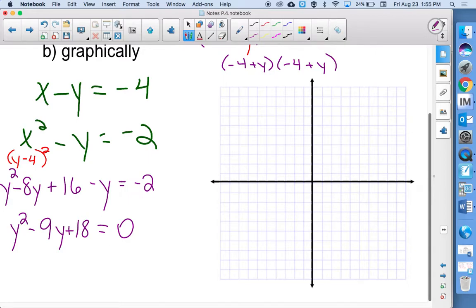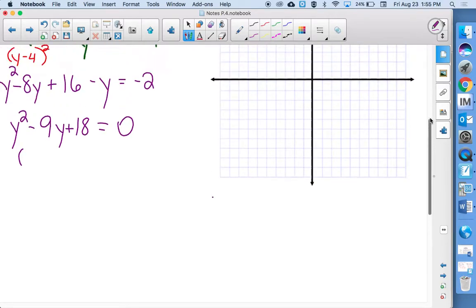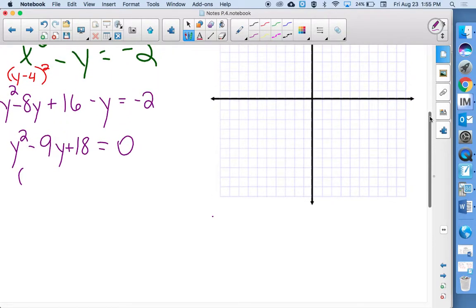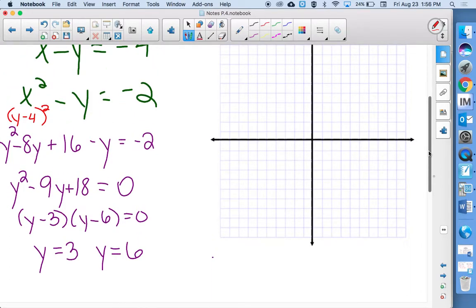So Kevin, what would you do to find the y's here? How does it factor? Oh, sorry, it's -3 and -6. Yeah. So, is that your answer? Y equals 3, y equals 6.